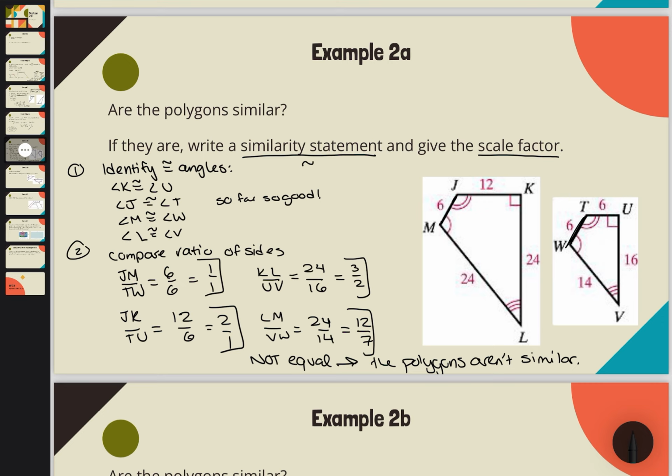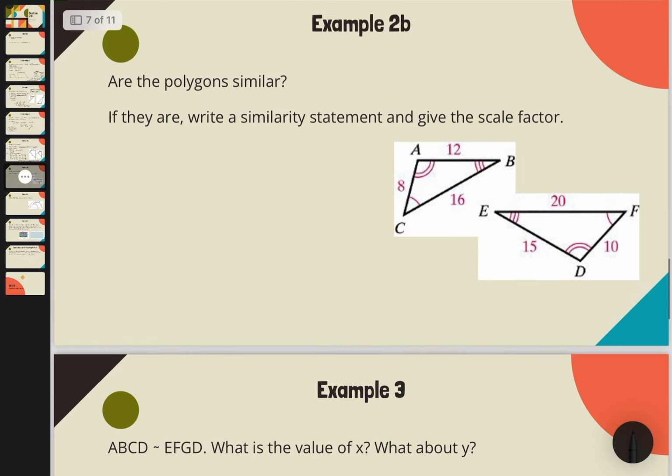Let us move on. What about these guys? Are these polygons similar? Again, we're going to start with step 1, identify corresponding angles. I see that angle A is congruent with angle D. I see that angle B is congruent with, 3 arcs, angle E. And then angle C must be congruent then with angle F. So far so good. Nice. I have 3 pairs of congruent corresponding angles. Let's check our sides.